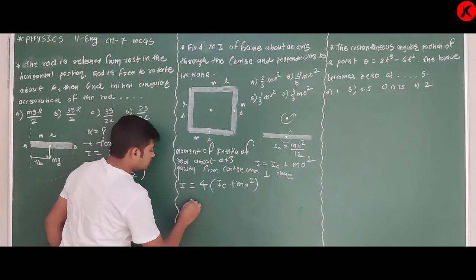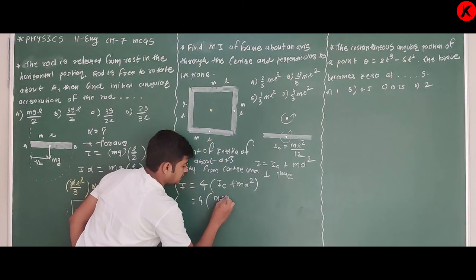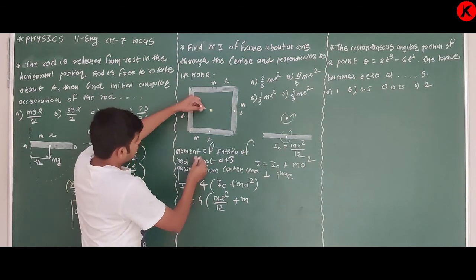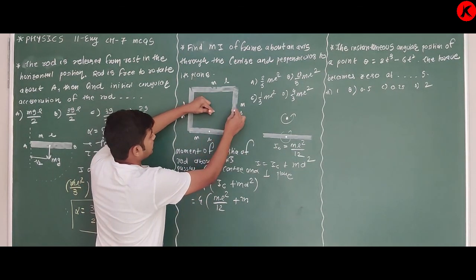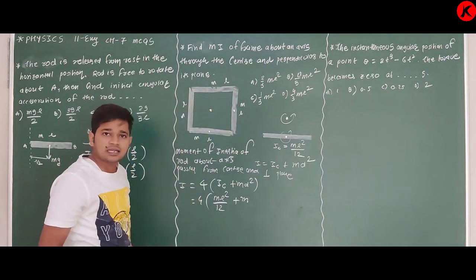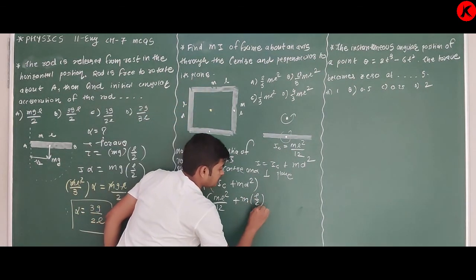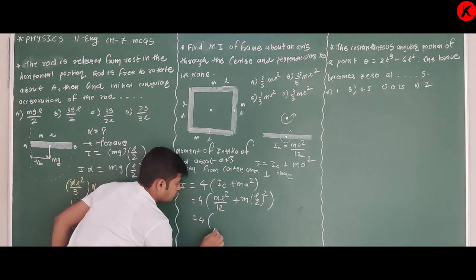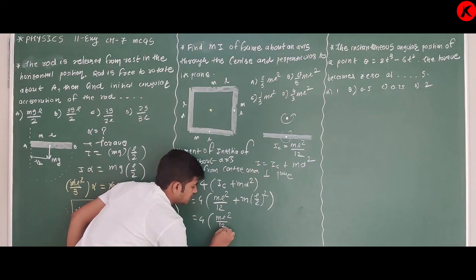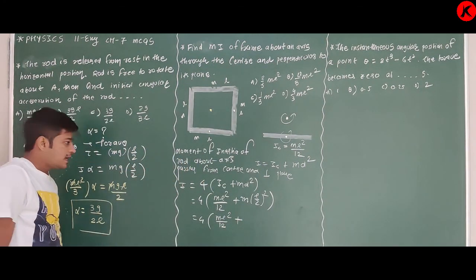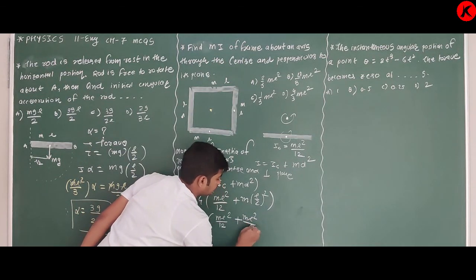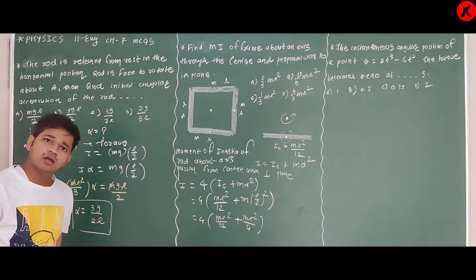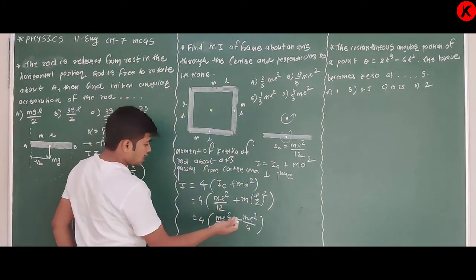So it is 4 times IC, which is ml square by 12, plus m d square. What is the distance between these two parallel axes? Obviously, as it is a square, it is L by 2 whole square. Any doubt? So it is 4 times ml square by 12 plus ml square by 4. Any doubt?